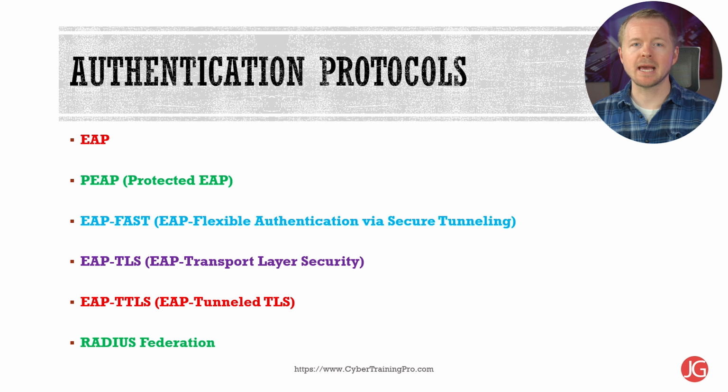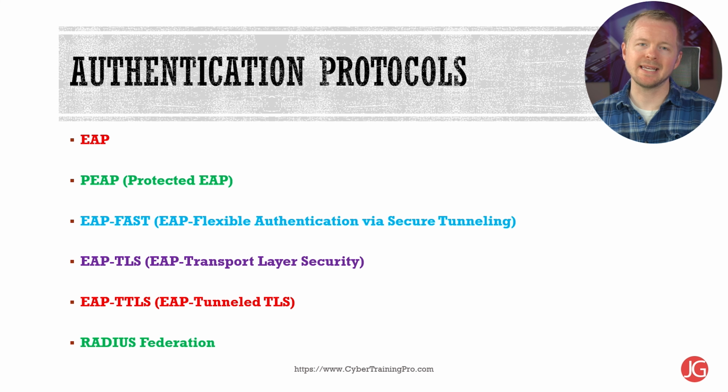EAP-FAST, or EAP Flexible Authentication via Secure Tunneling, was designed by Cisco and was a replacement for the Lightweight EAP, LEAP, which Cisco also designed. EAP-FAST supports certificates, but they're optional. EAP-TLS, or EAP Transport Layer Security, is one of the most secure standards of EAP. EAP-TLS also requires certificates on the 802.1x server and the clients. Just as a reminder, the 802.1x server is the authentication server.